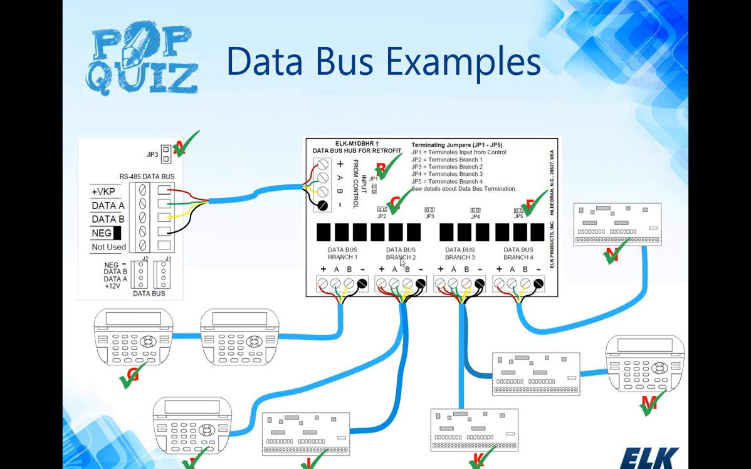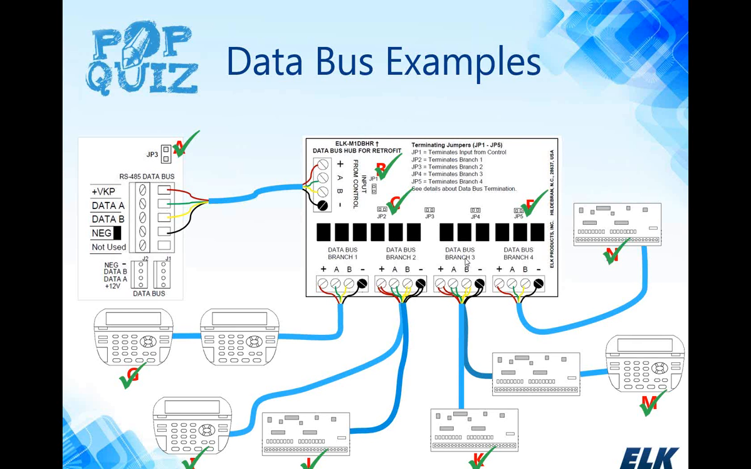On branch 2, we have 2 home runs coming off the branch, one going to a keypad, one going to some sort of output expander or input expander. And because we have the 2 home runs, each device will have a terminating jumper, but not the retrofit hub.